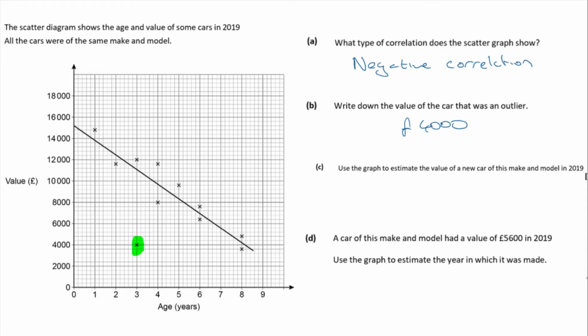Use the graph to estimate the value of a new car of this make and model in 2019. Okay, so if it's new, then it is 0 years old, isn't it? So I'm going to read up from 0 till I hit the curve, well, the line of best fit, and that would indicate what the new cost of the car is.